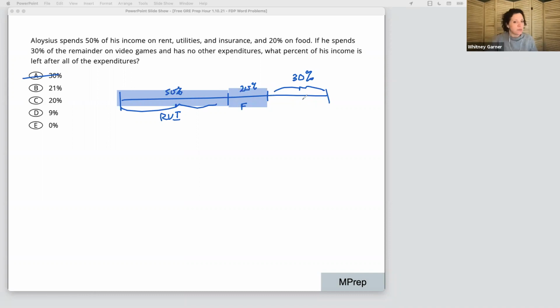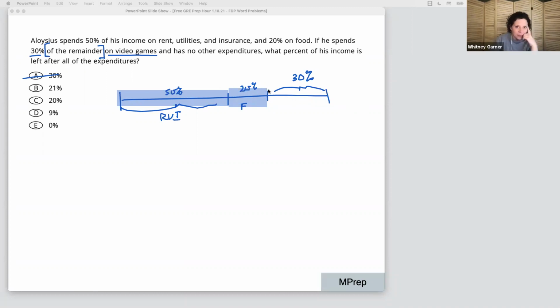Yes. So Amanda points out he doesn't spend 30% on video games. He spends 30% of what's left on video games. So he's going to spend about a third, right? Because 30% is not a third. A third is what percent? Yeah, a third is 33%. So he's not going to spend a third, but approximately, right?